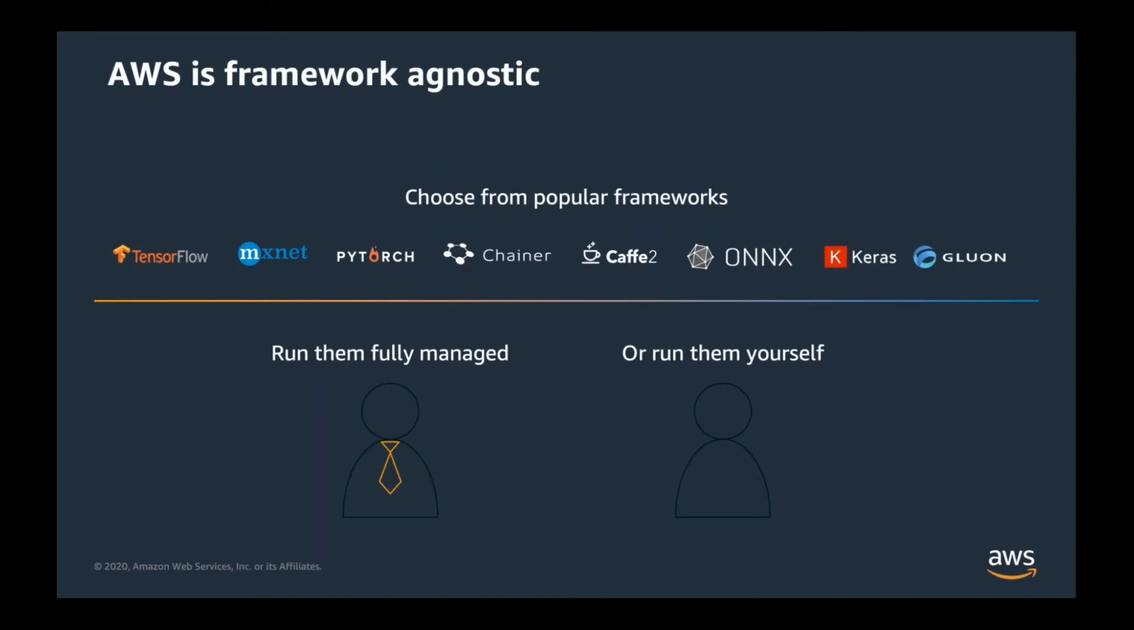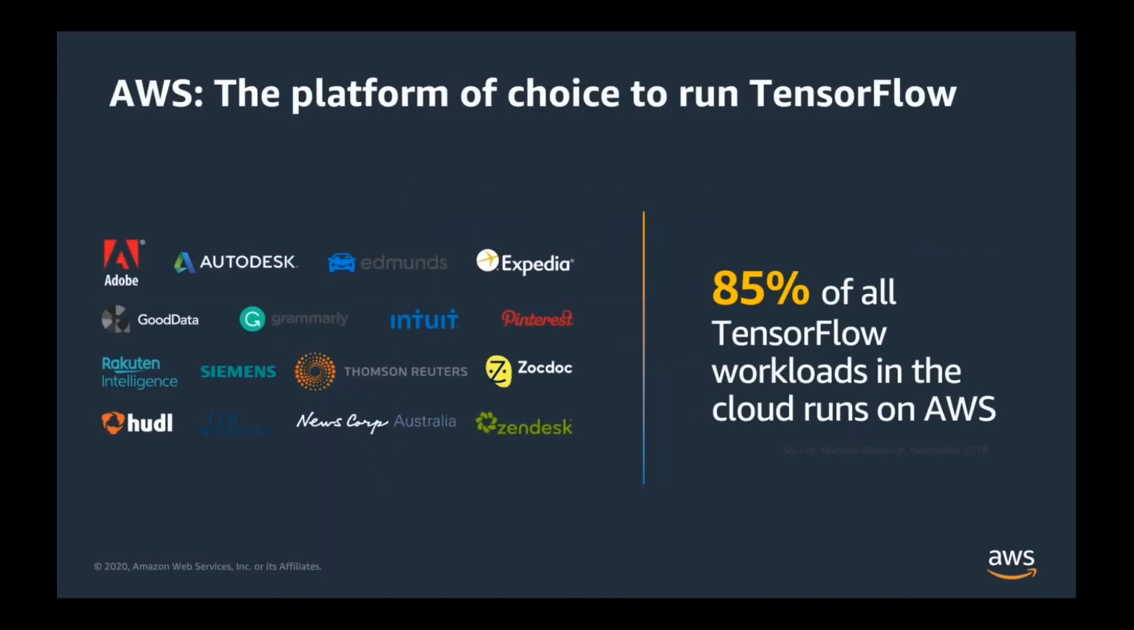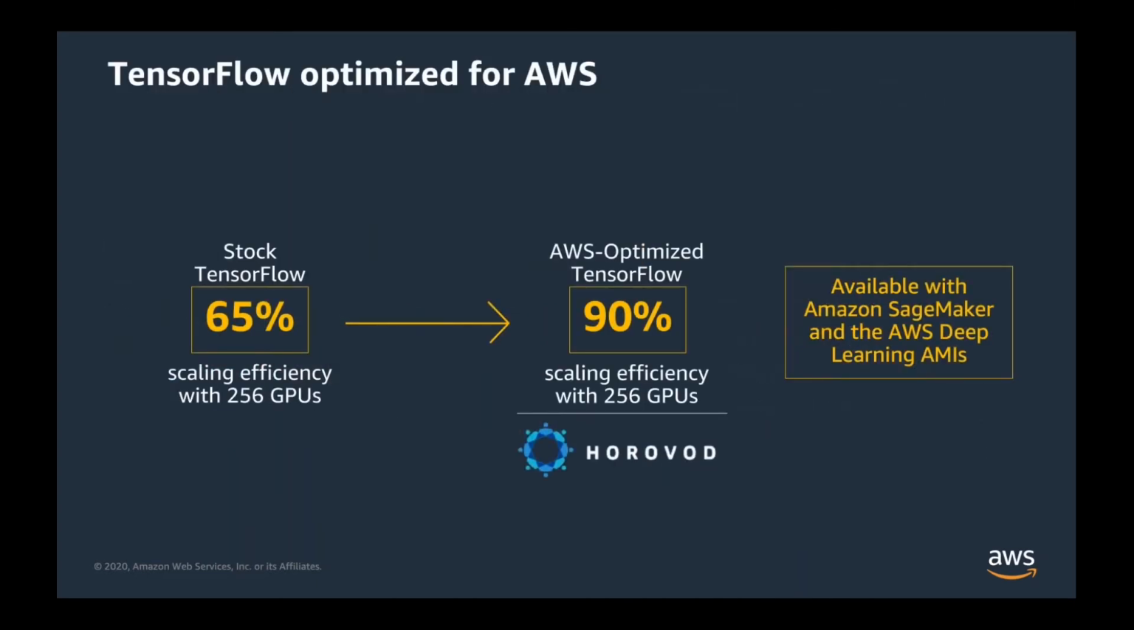So one thing to note here is at AWS, we're framework agnostic. We have lots of different frameworks that run here on the AWS cloud. You can actually run them fully managed. Fully managed means under that SageMaker umbrella, we take care of the infrastructure so you don't have to worry about it. You can run them yourself as well. And TensorFlow tends to be one of the most common frameworks here at AWS. So 85% of all TensorFlow workloads actually run on AWS. And the goal we have here, again, is to make sure that each of these frameworks runs in the most optimized way possible. So you can see an example of that over here.